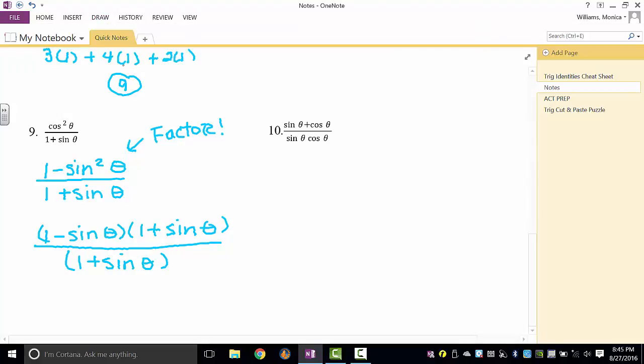Now I can cancel out the 1 plus sine theta from the denominator and the numerator, and I have 1 minus sine theta left.